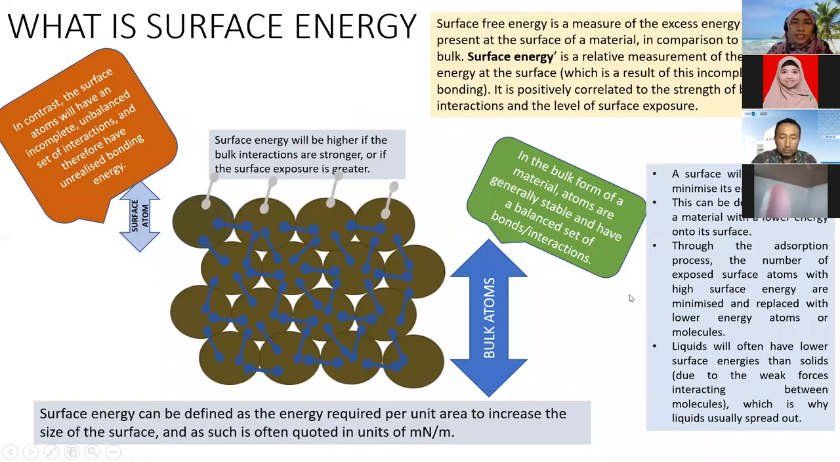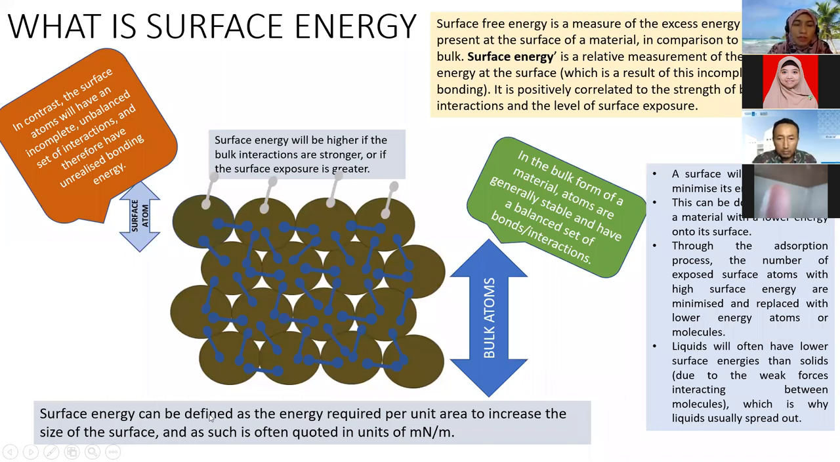Okay, what is surface energy? Now I want to tell you about surface energy before we go to another part. Surface energy will be higher if the bulk interactions are stronger or if the surface exposure is greater. In the bulk form of a material, atoms are generally stable and have a balanced set of bonds and interactions. In contrast, the surface atoms will have incomplete or unbalanced bonds, as we keep saying.